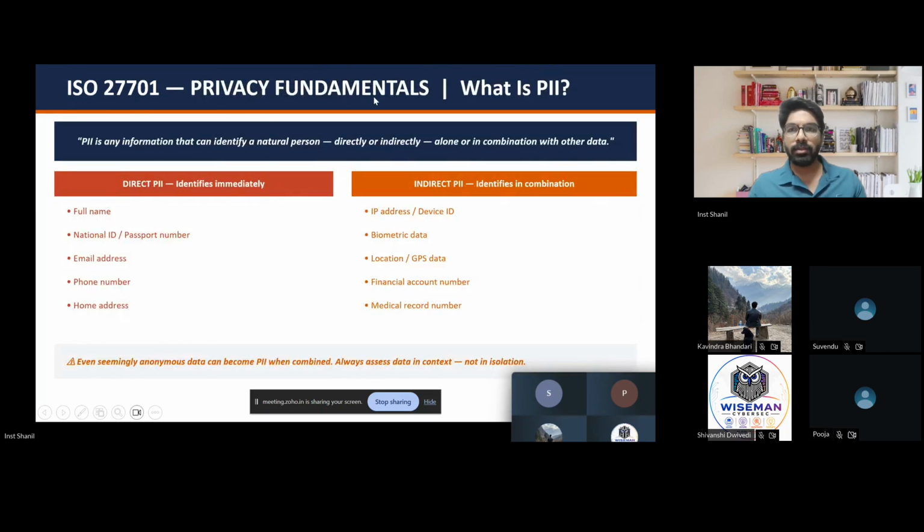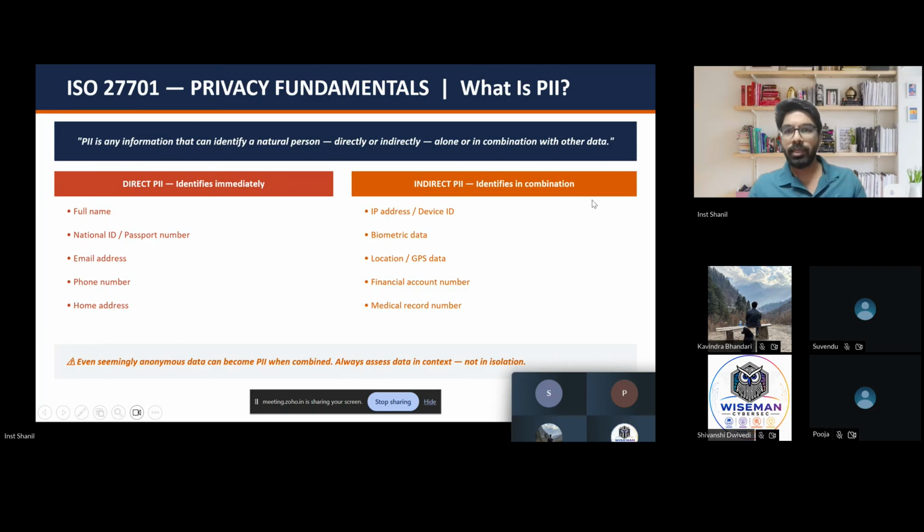Privacy fundamentals. So now, what is PII? Personally identifiable information is any information that can identify a natural person directly or indirectly, alone or in combination with other data. Examples of direct PII: your full name, your ID or passport number, email address, phone number, home address, office address, anything of that sort. It is direct PII.